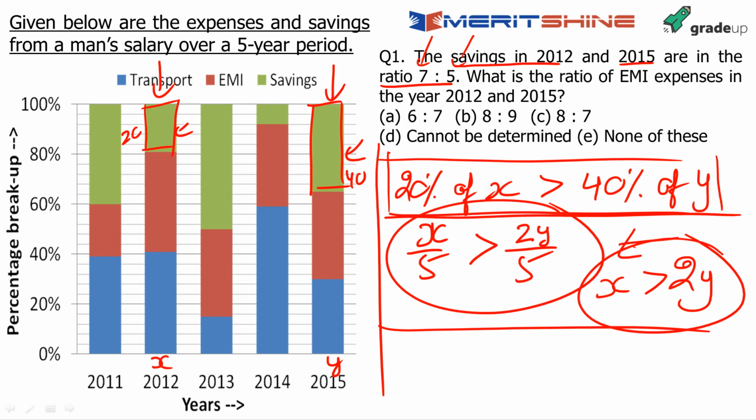Look at what he is asking. What is the ratio of EMI expenses in the year 2012 and 2015?